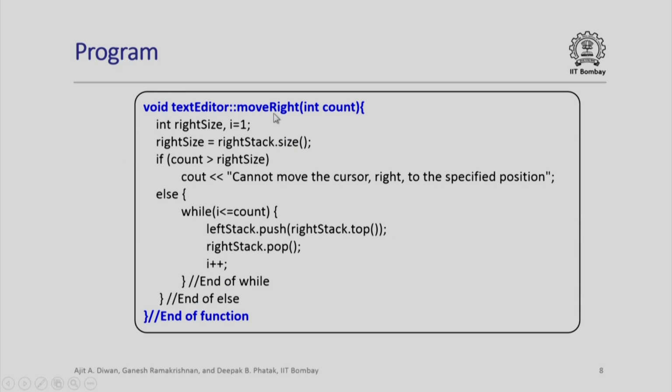So, when I do this iteration, it will move the cursor left by so many positions. Similarly, move right is written. Move right: I have to move the cursor to the right, that means all operations will be onto the right stack. I find out the size of the right stack. I will of course check if the count is greater than the right size, then I cannot move the cursor. But otherwise, all that I do is I set up an iteration and I do exactly the opposite of what I did earlier. I push onto the left stack the top of the right stack, and once I push the top element, I pop it off. This will move the cursor to the right. The combination of move left and move right, as we have already seen, permits us to move the cursor to any desired position.